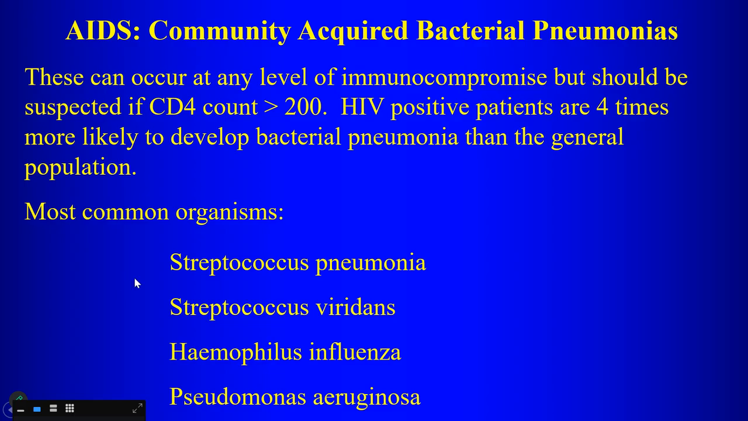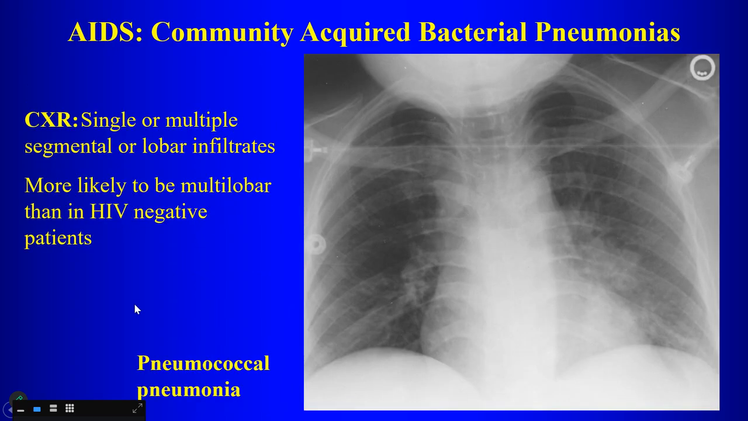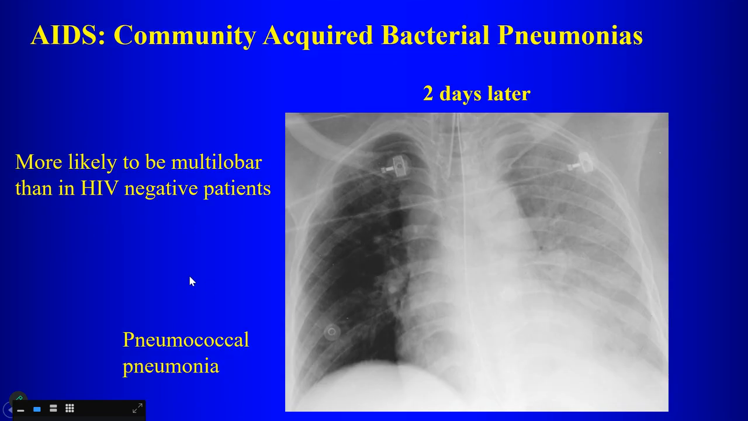So for the community-acquired pneumonias, they can occur at any level of immunocompromise, but especially if the CD4 count is greater than 200. These patients are 4 times more likely to develop bacterial pneumonia than the general population. Your typical organism, of course, is strep pneumonia, the most common organism you might get in these patients. They can have single or multifocal regions of consolidation. In patients who are HIV positive, it's more likely to be multilobar. So you have left perihilar consolidation in this patient. Here's more extensive pneumonia as it progresses rapidly in these patients.